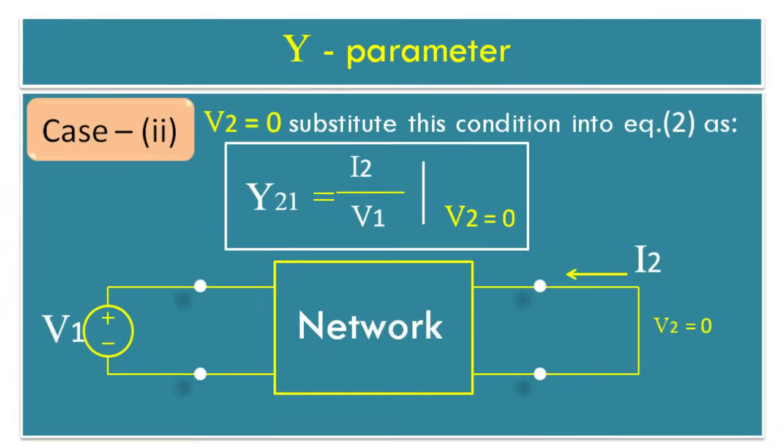Now study case 2 of short circuit admittance. Let's substitute voltage V2 is equal to 0 into equation 2 of Y parameters. We get short circuit admittance parameter Y21 is equal to I2 upon V1, where voltage V2 at port 2 is 0. Now refer to the two-port network diagram. Voltage V2 is equal to 0 and we are obtaining Y21 at port 1 and 2 using current I2 at port 2 and voltage V1 at port 1.